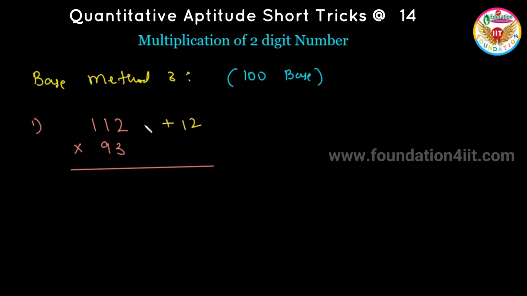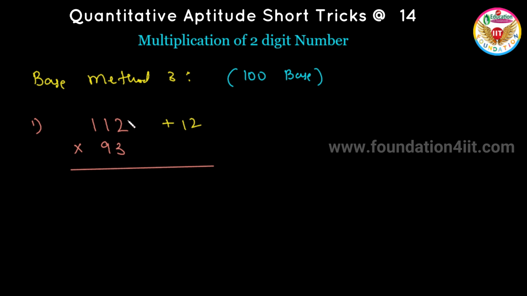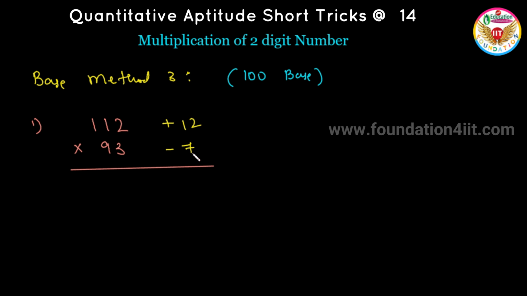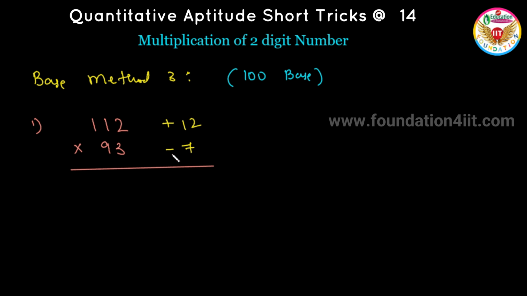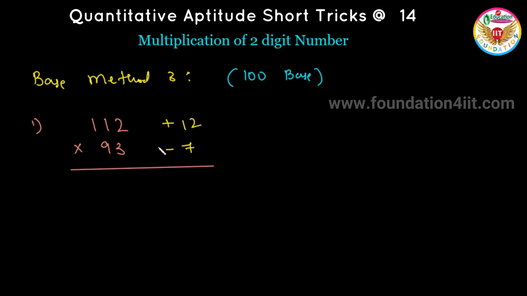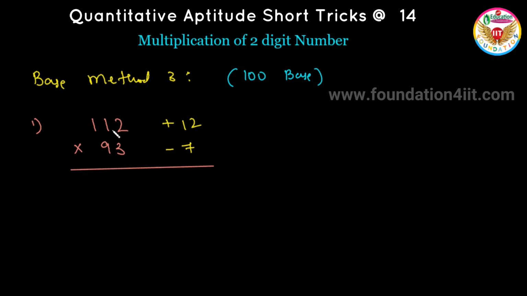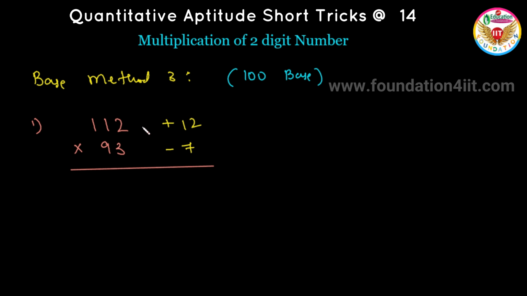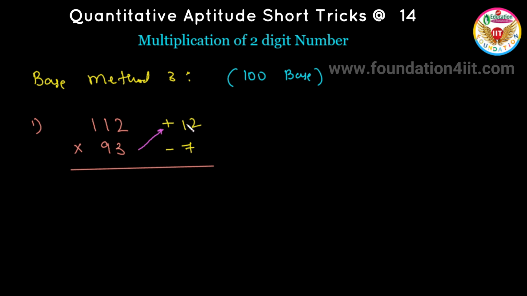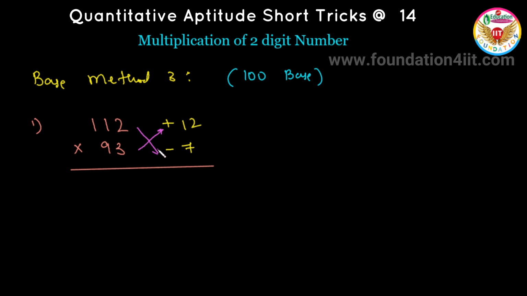This is plus 12 because 112 is 12 more than 100, and 93 is 7 less than 100. For less, you keep the minus symbol. This is more, so the plus symbol. This is the first step: you have to analyze by observing the question. Then next, you can do the cross. That means 93 plus 12 or 112 minus 7. You'll get the same answer.